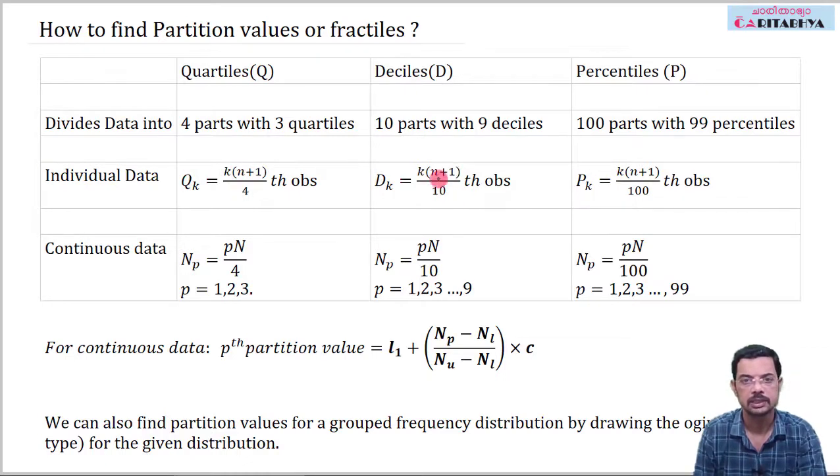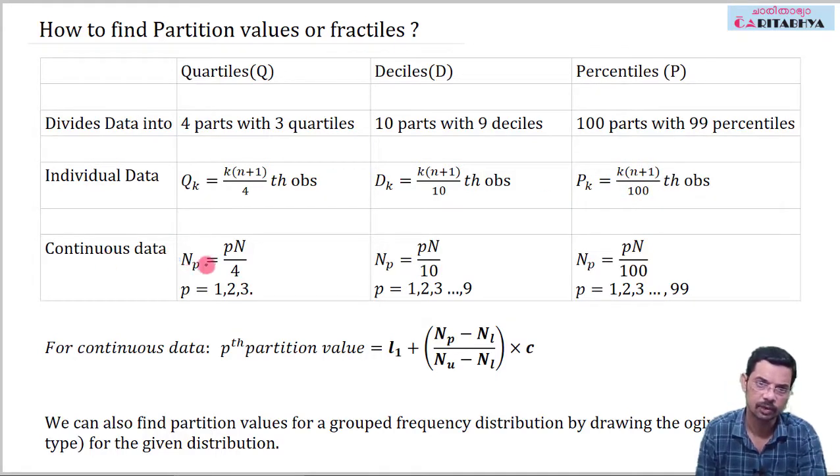In this case, it is 10 in the denominator for the kth decile, where k can be 1, 2, 3, 4, 5, 6, 7, 8 or 9. Same way for Pk, where values 1 to 99 can be taken for k, and it is k into n plus 1 by 100. Okay. Now for continuous data.